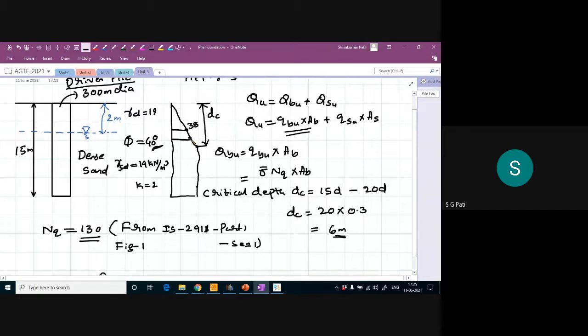At 4 meter, again I have to calculate my overburden pressure. Okay, so 38 plus 4 into my unit weight. Unit weight is 19. So I think I will get around 74 kilonewton per meter square. 74 here, and the same 74 you will carry on up to here, 74 kilonewton per meter square. Okay.